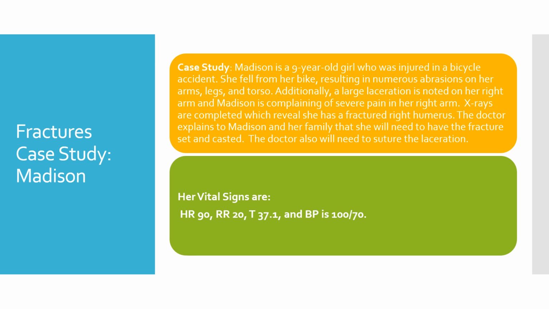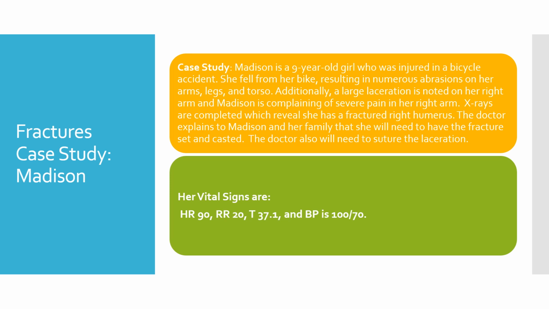So let's talk about Madison. Madison is a 9-year-old girl who was injured in a bicycle accident. She fell from her bike, resulting in numerous abrasions on her arms, legs, and torso. Additionally, a large laceration is noted on the right arm, and Madison is complaining of severe pain in her right arm. X-rays are completed, which reveals she has a fractured right humerus.